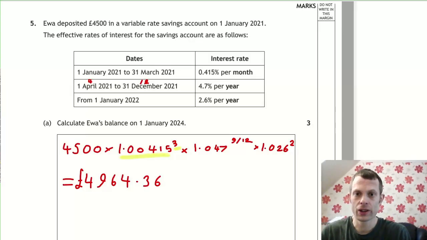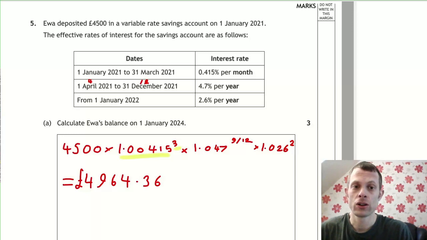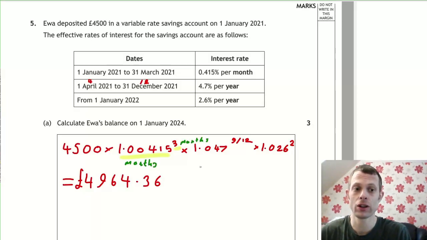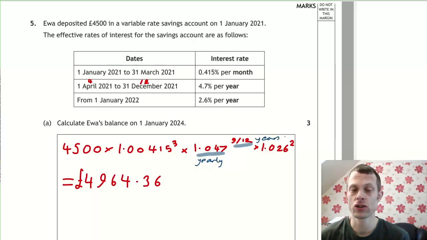And just to emphasise this point again, if it's a yearly interest rate, you put the multiplier to the number of years. If it's a monthly interest rate, the exponent is the number of months. Has to be consistent units for both. If it's a yearly interest rate, you put the multiplier to the power of the number of years, even if that is a fraction of a year. And that will be her balance for that question calculated.